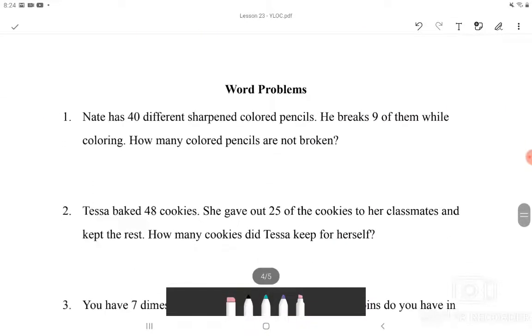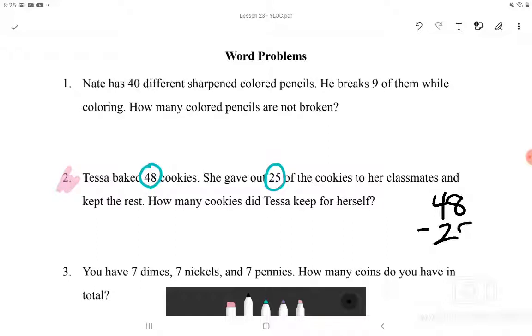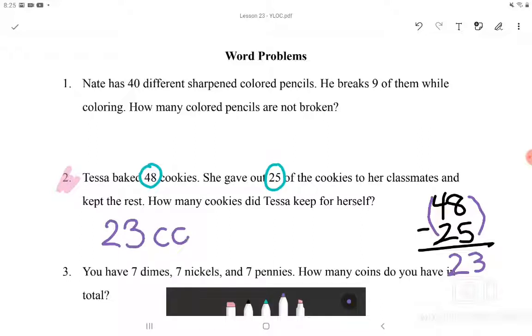The next and last section is word problems. And I will be starting off with number 2. Tessa baked 48 cookies. She gave out 25 of her cookies to her classmates and kept the rest. How many cookies does Tessa keep for herself? In order to find how many cookies she is keeping, we have to use subtraction: 48 minus 25. 8 minus 5 is equal to 3, and 4 minus 2 is equal to 2. So we know that Tessa kept 23 cookies for herself.